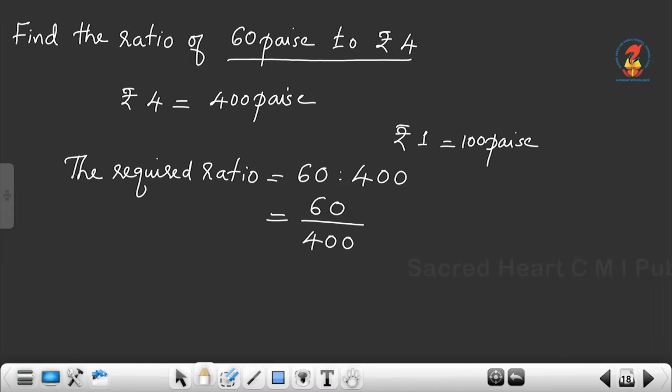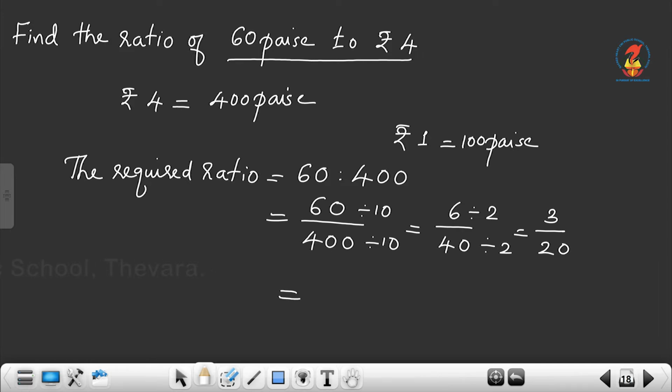Now we have to reduce to the lowest form. So we can divide both numerator and denominator by 10. Then what will you get? You will get 6 by 40. And again, if it is possible, you have to reduce it. So we can divide by 2, which is equal to 3 by 20.